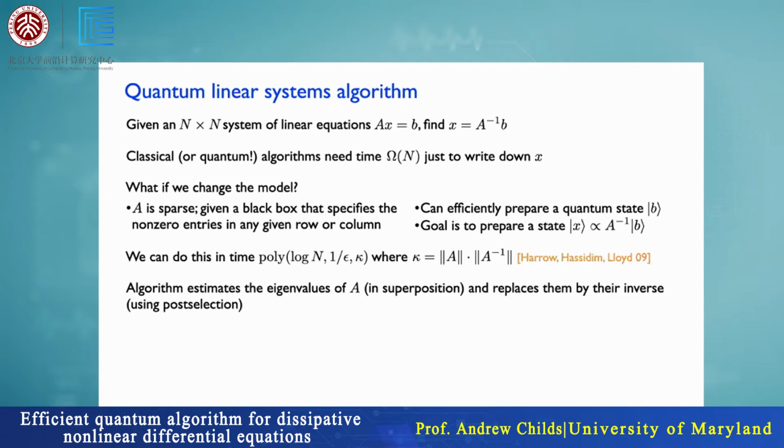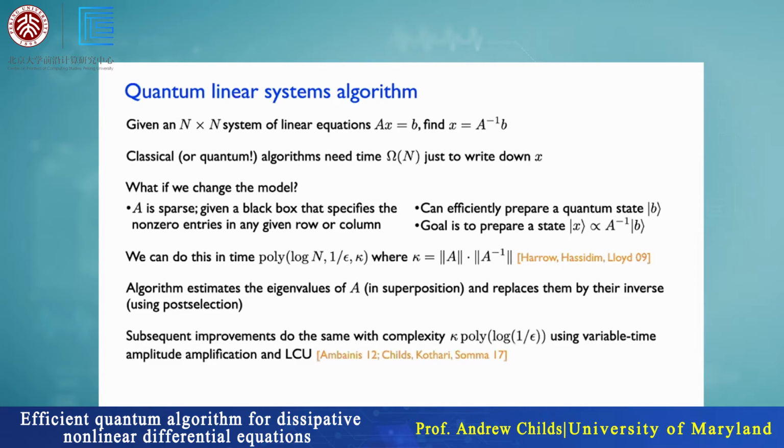In general, if you're in a state that's a superposition of different eigenstates, then you can estimate the eigenvalues in coherent superposition. But then the basic idea is to replace each eigenvalue of A by its inverse. If you replace lambda by 1 over lambda, that's effectively inverting the matrix. Because A inverse is not necessarily a unitary transformation, you can't do this deterministically, but you can do it using post-selection, and you can show that the overhead of doing this is not too great, provided the condition number is not too large.